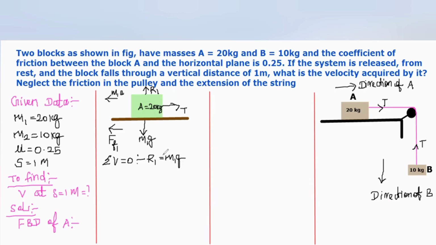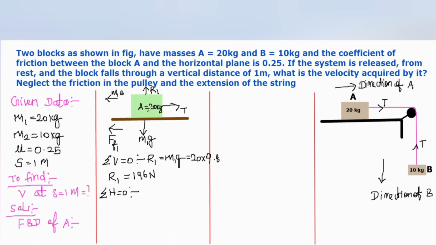We have the value of m1, that is 20 kg, multiplied with the g value 9.81 or otherwise 9.8. So we will get R1 equal to 196 Newton. Okay, R1 equals 196 Newton. Then summation of horizontal forces equal to 0.